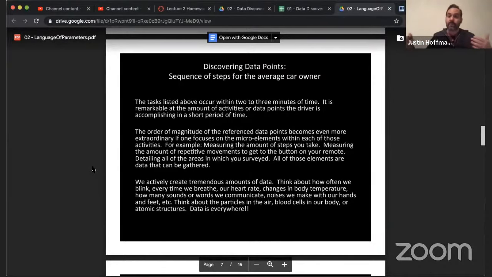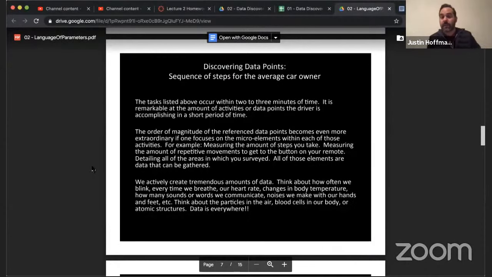And then when you extrapolate that to all those other activities, it's an amazing symphony of data points that we do just to get in the car and back it up in the morning. And the order of magnitude of the reference data points becomes even more extraordinary if one focuses on the micro elements that we just talked about within each of those activities. We actively create tremendous amounts of data.